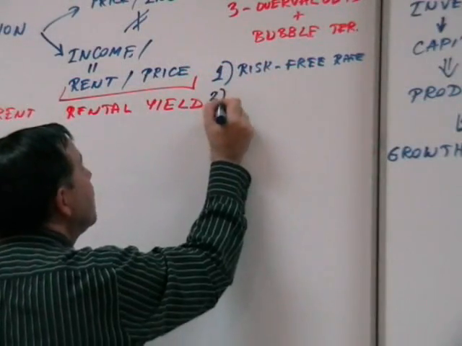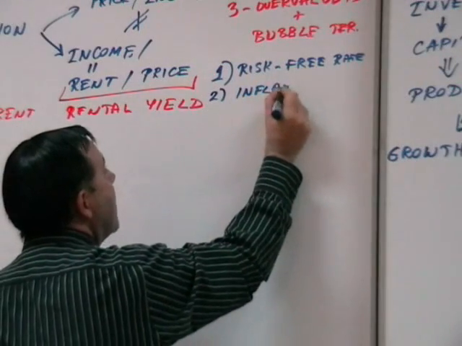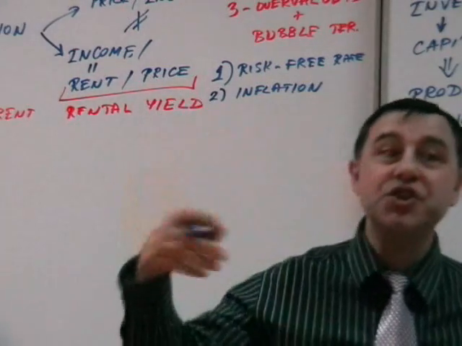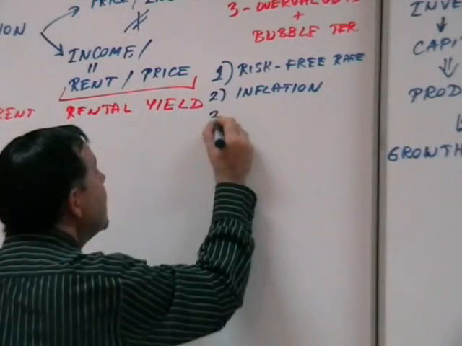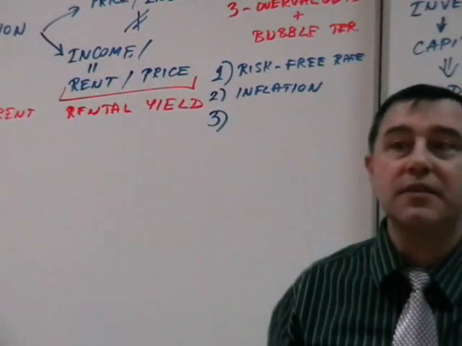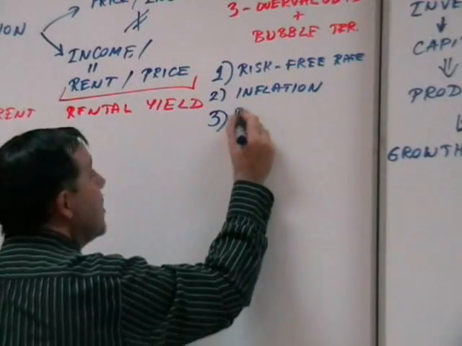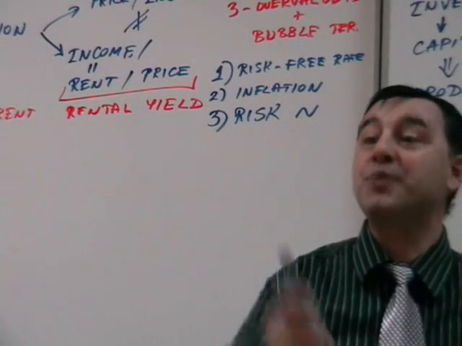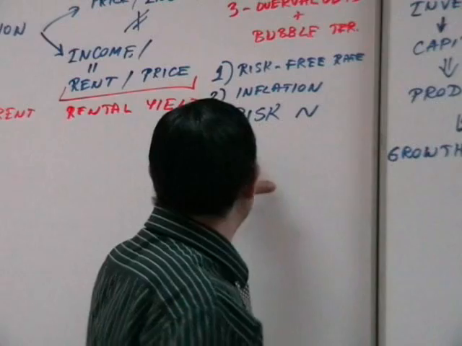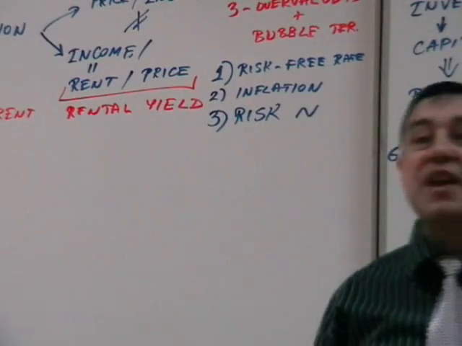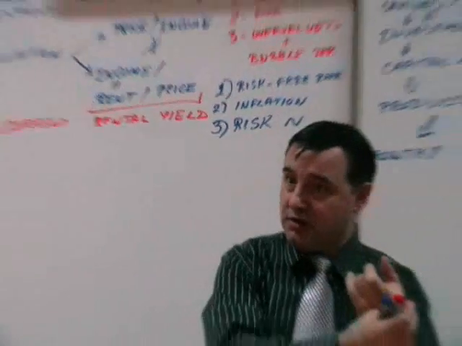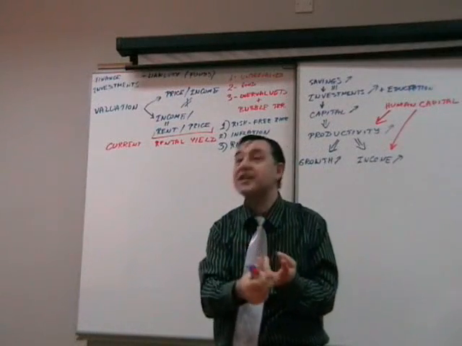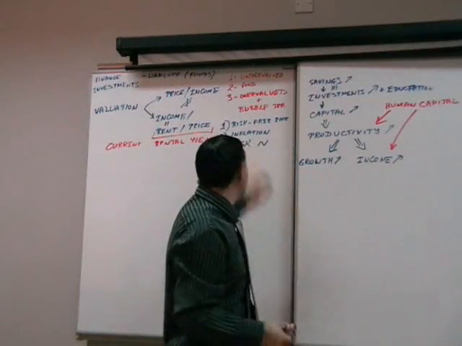Inflation, of course. It has to have an inflation component. And there's got to be something else. What else? Risk premium, correct. Risk premium or risk compensation. In other words, if you're going to be having yields, they better be compensating you for both the normal returns, risk-free, to compensate you for your risk, and also to compensate you for inflation.